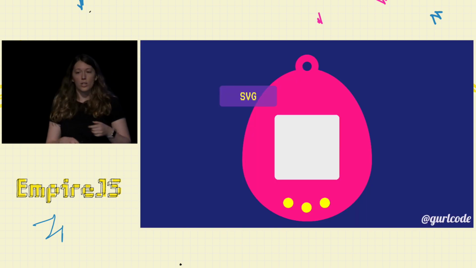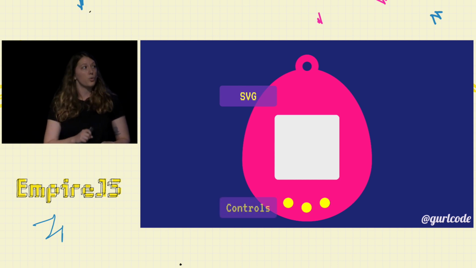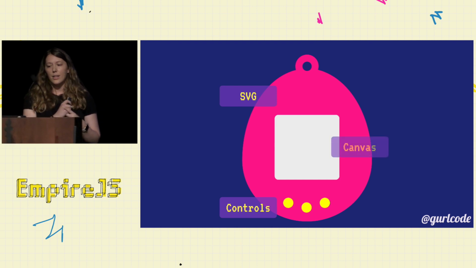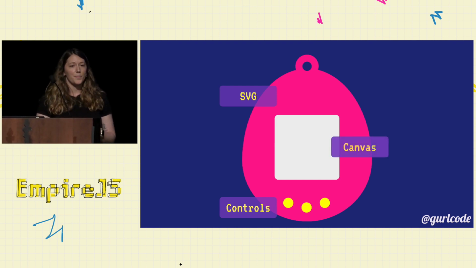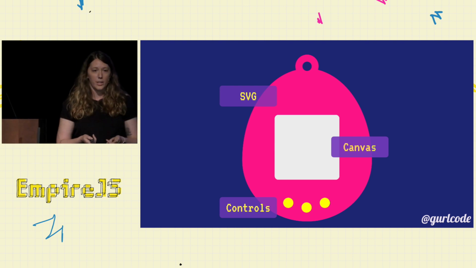So my version, Tamagotchi, uses an SVG shell. It has controls for the user to interact with the Tamagotchi. And the game screen is built in Canvas. So if you've never played with Canvas, it's a ton of fun to play with.